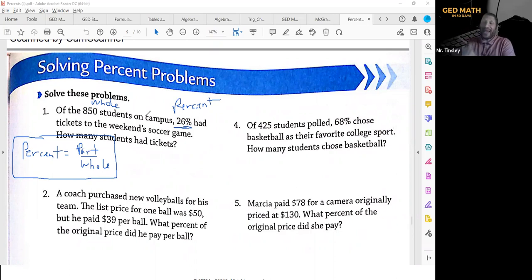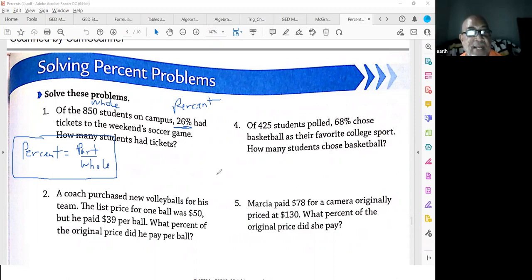Can anybody tell me how I can get part all by itself? Divide? Why did you say divide? Algebra sometimes is divide or multiplication. Get that out of your mind. Again, we have to go back to algebra. For example, do you have to divide to get part by itself?